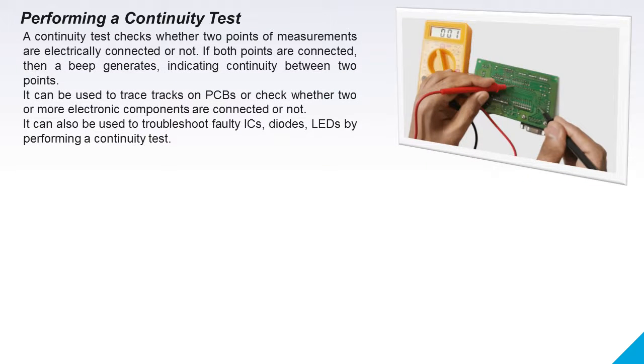Performing continuity test. A continuity test checks whether 2 points of measurements are electrically connected or not. If both points are connected, then a beep generates, indicating continuity between 2 points. It can be used to trace tracks on PCBs or check whether two or more electronic components are connected or not. It can also be used to troubleshoot faulty ICs, diodes, LEDs by performing a continuity test.